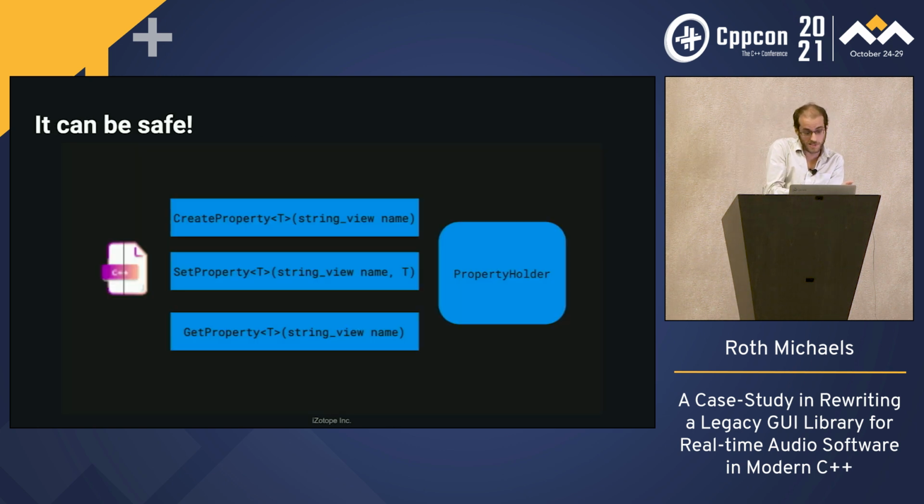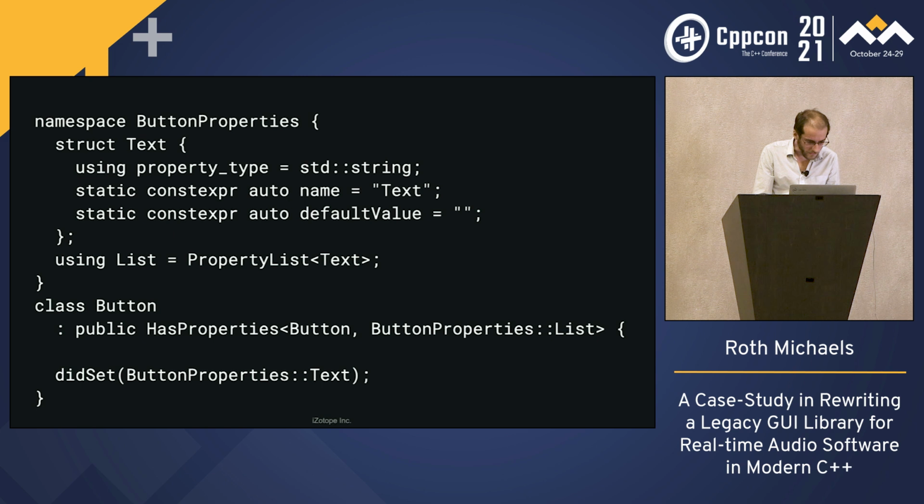Oh, maybe this is actually what I want to show. So yeah, in the C++ side, these are the only methods we use to interact with property holder on the client side, or should be using. And so if we can enforce that T is always the same, this can be totally safe. And so how are we going to do this?